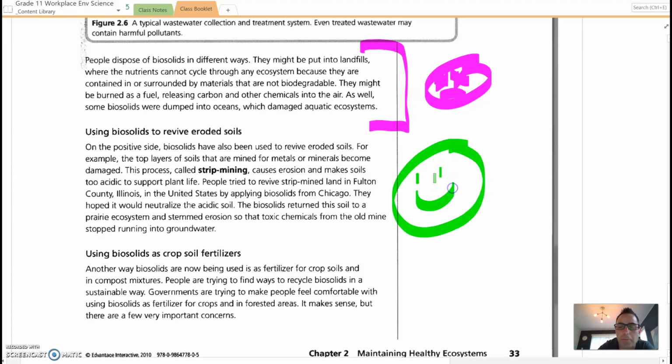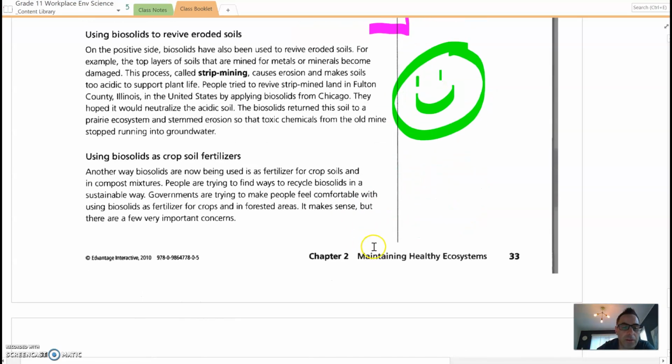Now, one thing to remember, you can't eat the food of any plants that grow when you put biosolids down, because biosolids still will have toxic metals and they could have pathogens in them. So that's really important. Another way biosolids are now being used is as fertilizer for crop soils and compost mixtures. Now this is being used, but you have to be really careful when you do it. People are trying to find ways to recycle biosolids in a sustainable way.